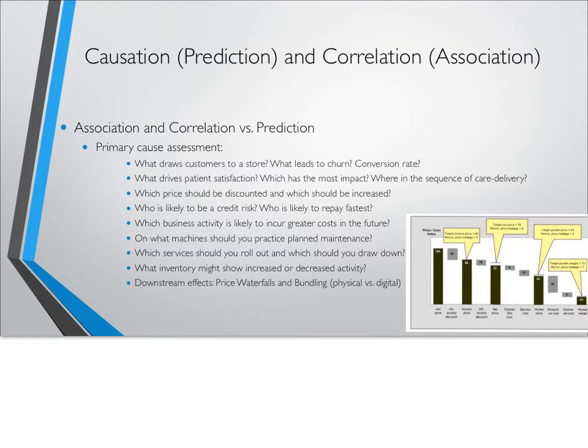Based on that, then it can now say that, over time, we can reliably assess that if people do a certain thing like pay their taxi drivers or pay their bills right on time via their cellular phones, then there is a very high likelihood that this person is also going to end up paying general bills on time and might pose to be a bit of a low credit risk. So there are mechanisms where, in the absence of data, oftentimes you have to start with correlation and then move into causality. Which business activity is likely to incur greater costs in the future? On what machines should you practice planned maintenance, which are more likely to fail? Which services should you roll out and which should you draw down? What inventory might show increased or decreased activity?